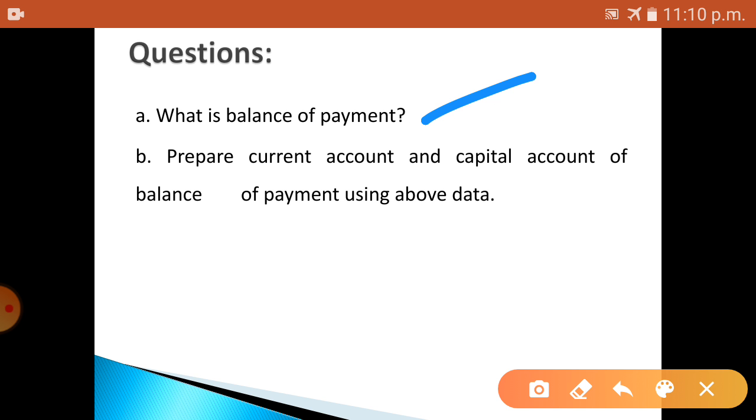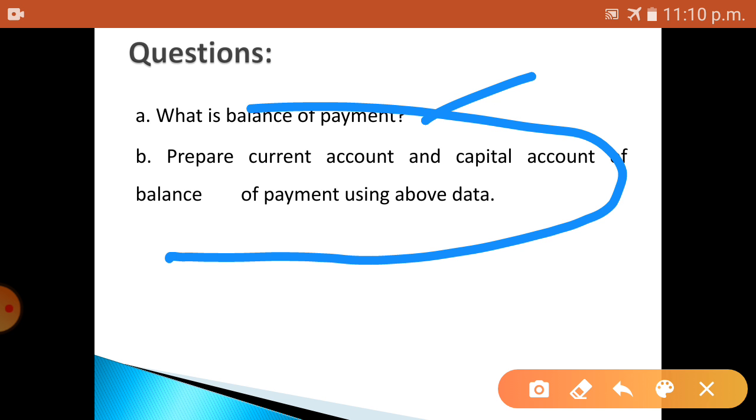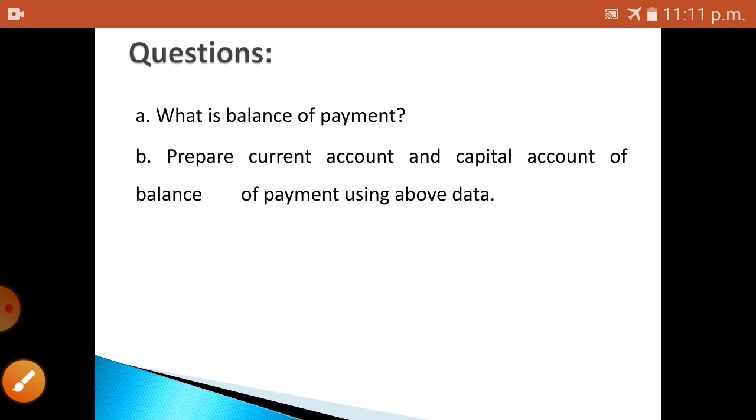Sometimes he asks what is balance of payment, and sometimes what is the difference between balance of payment and balance of trade. And this second question will be 100% fixed, that we should prepare current account and capital account using the above data. So this is the case study. Hope you understood.